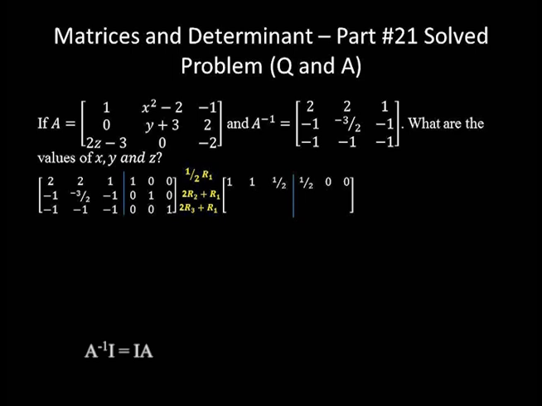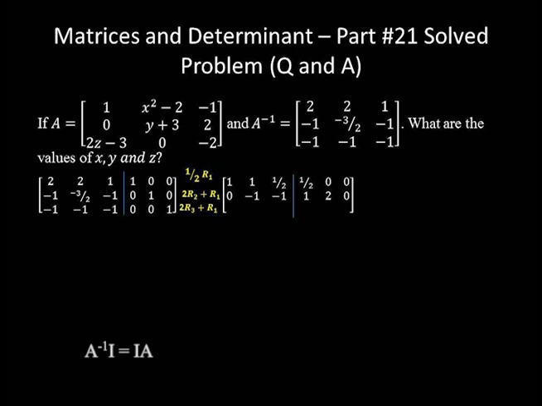Of course, that product goes to row 2. 2 times negative 1 equal to negative 2. Negative 2 plus 2 gives us 0. 2 times negative 3 over 2 equal to negative 3. Negative 3 plus 2 gives us negative 1. 2 times negative 1 is negative 2. Negative 2 plus 1 equal to negative 1. 2 times 0 is 0. 0 plus 1 gives us 1. 2 times 1 is 2. 2 plus 0 is 2. 2 times 0 is 0. 0 plus 0 equal to 0.